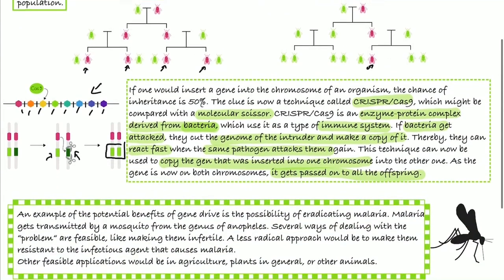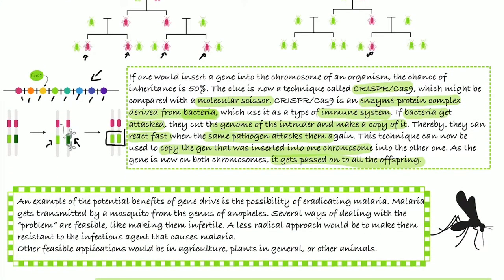Now, the example for gene drive is the possibility of eradicating malaria. Malaria is a tropical disease and gets transmitted by a mosquito. And now there are several ways of dealing with this problem. So you could make them infertile, or a less radical approach would be to make them resistant to the infectious agent that causes malaria. There are countless other feasible applications in agriculture, plants in general, but also for other animals.